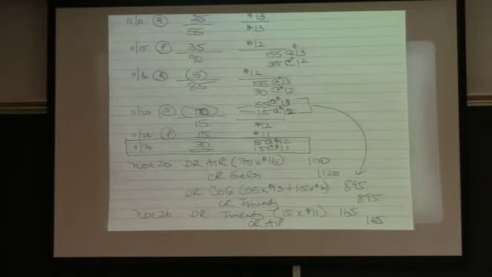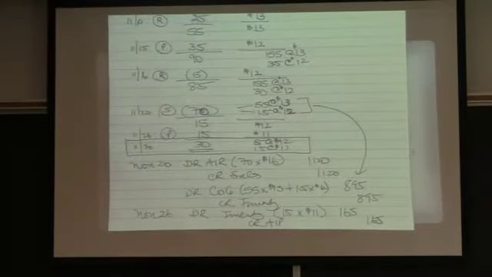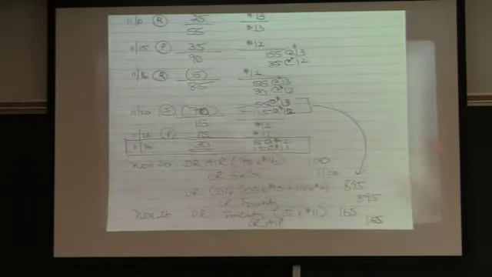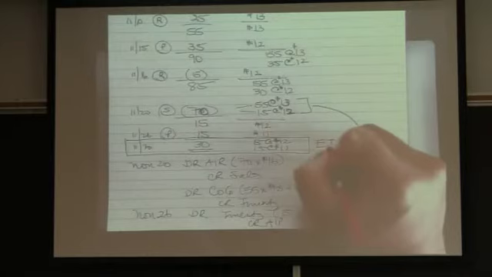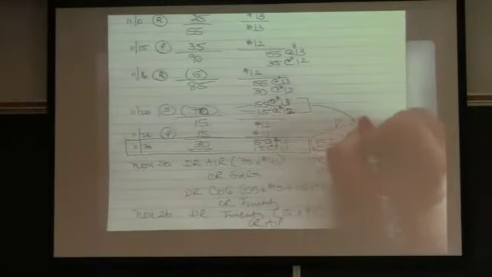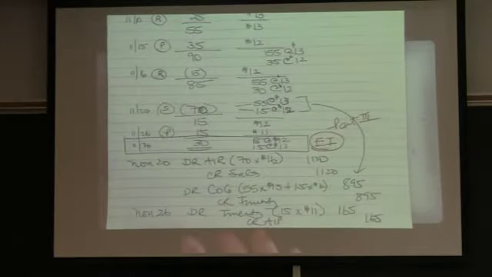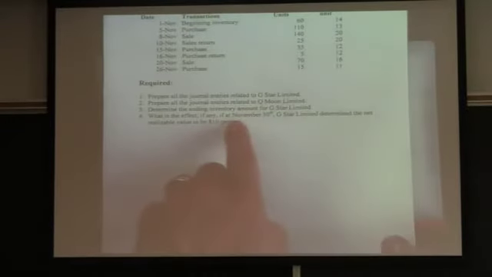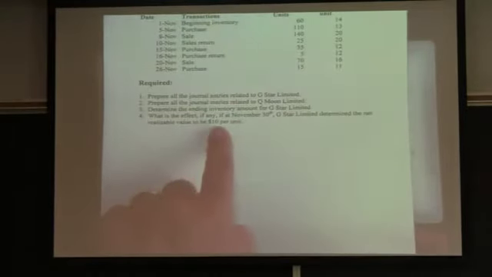Now, for part number 3, it asked us, if you go back to the question, it says, determine the ending inventory. Well, the ending inventory is this number. So this is the ending inventory. So let me write that down. So this answers part 3 of the required, right? Now, number 4, it says, what is the effect if G-Star determines that NRV is $10?